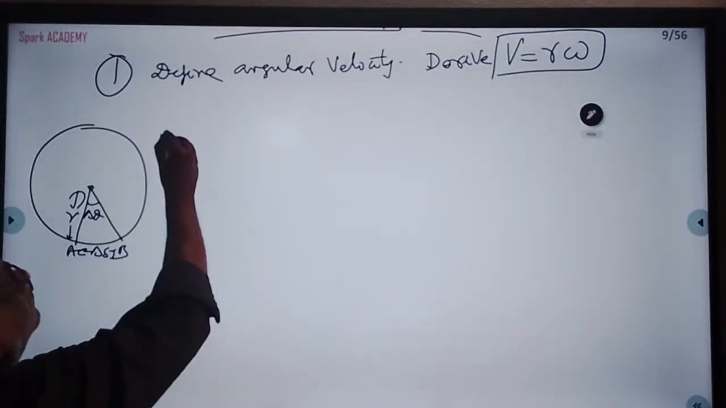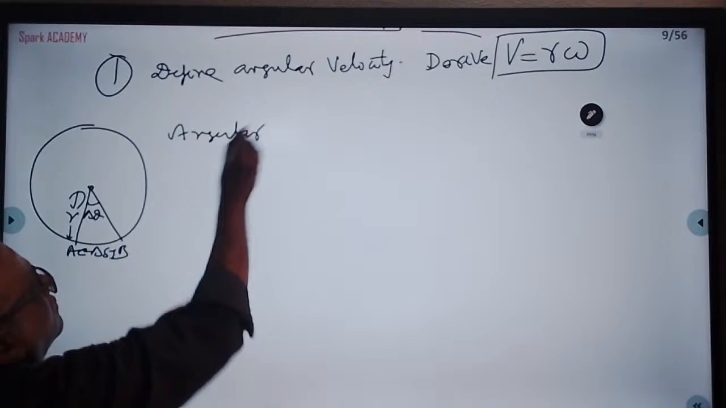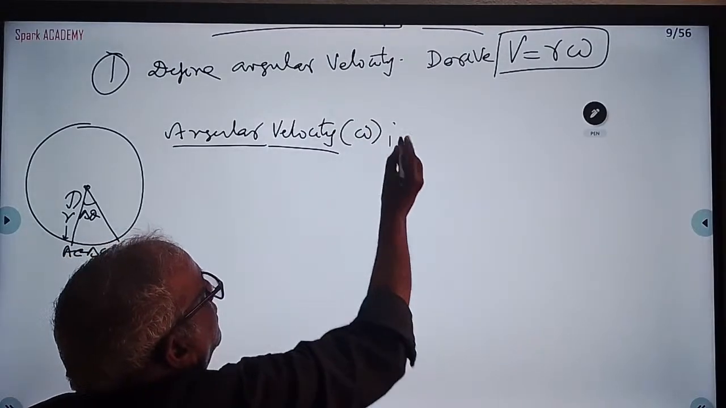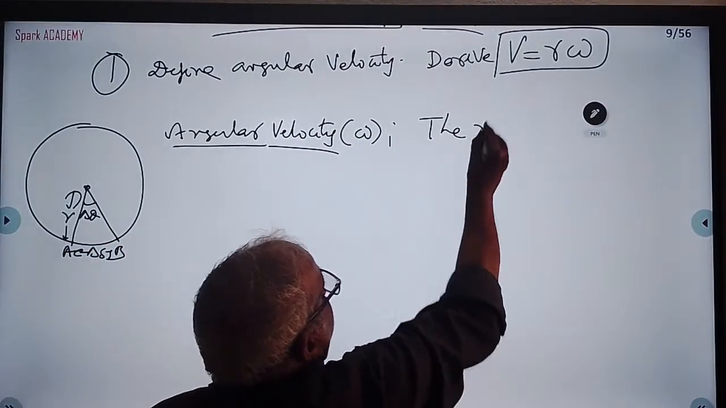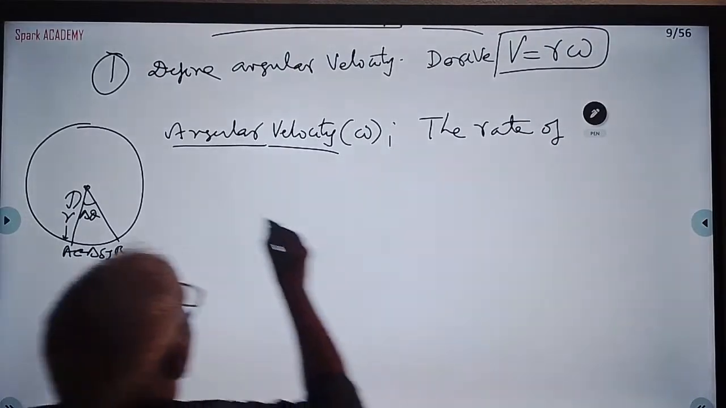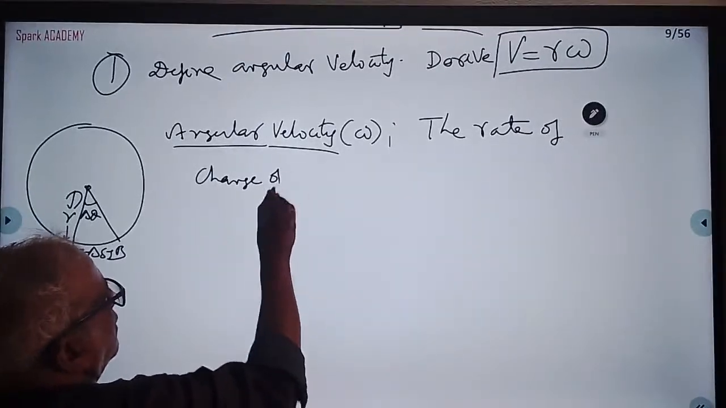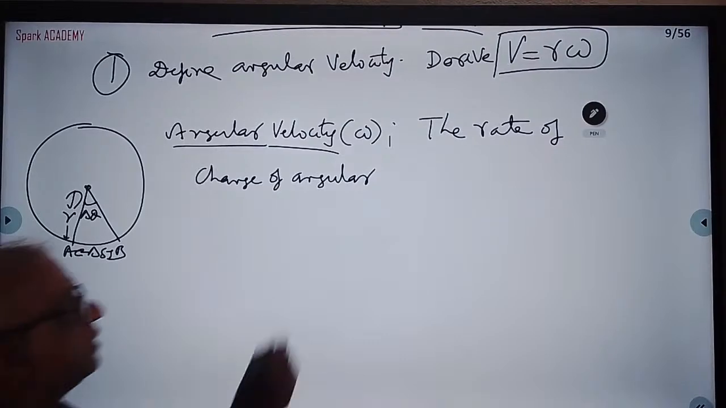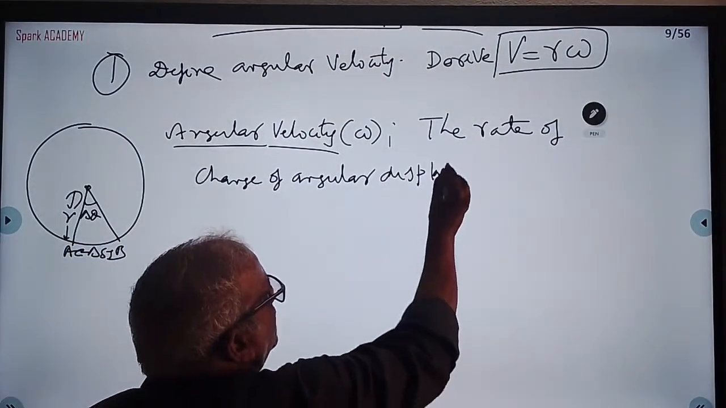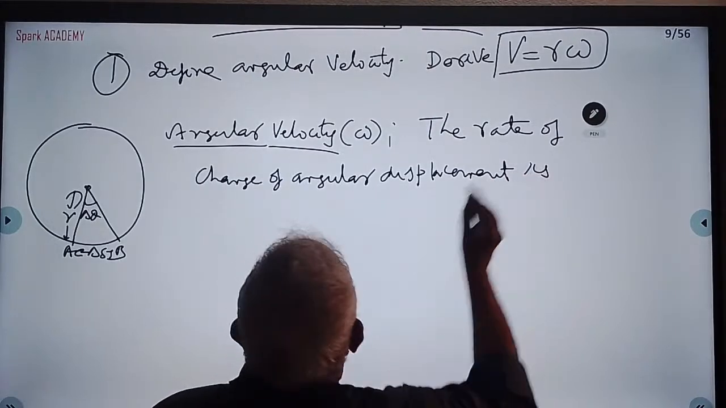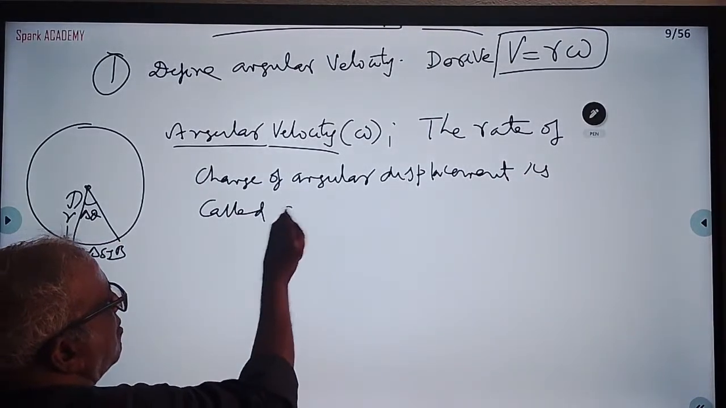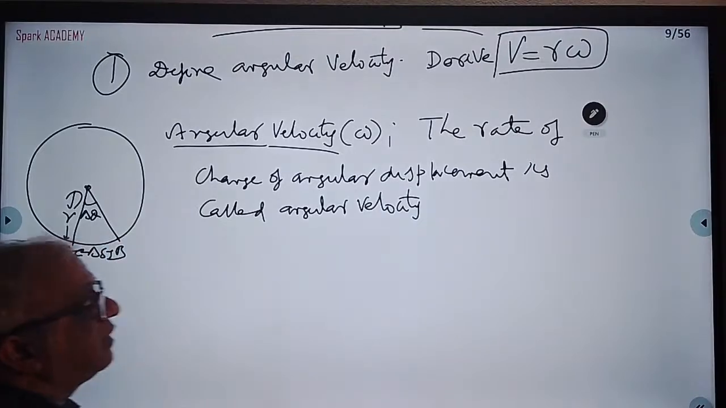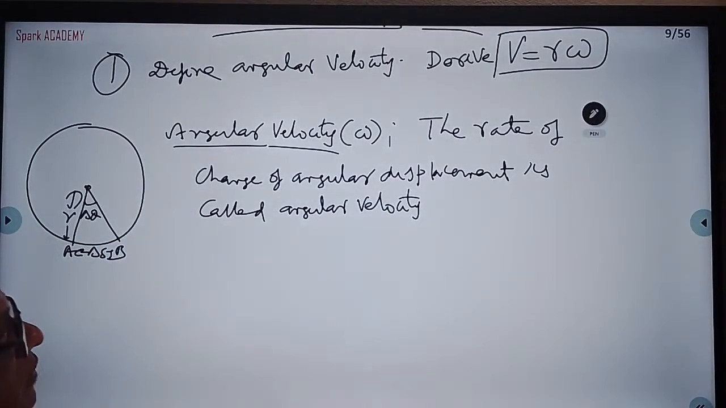Angular velocity I will define. The rate of change of angular displacement is called angular velocity. Definition carries 1 mark. The rate of change of angular displacement is called angular velocity. This is given by the letter omega.